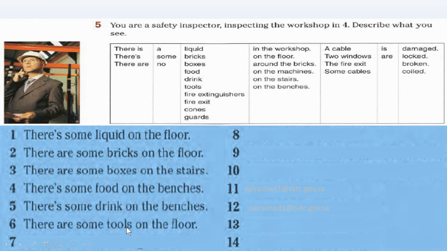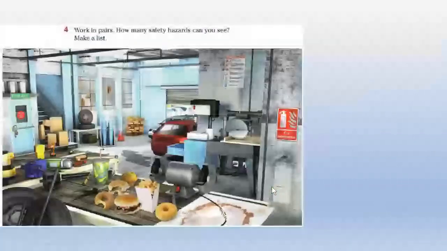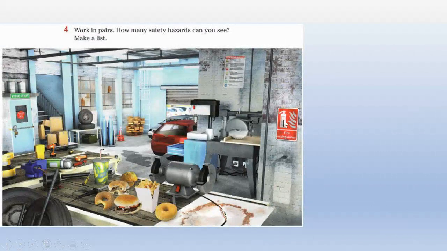Six. There are some tools. Why do I use some here and use are? Because tools are countable and plural. With plural countable nouns we use some and are. Seven. There are no fire extinguishers. As for the use of no: if there is nothing, the sentence is negative. There are no fire extinguishers, as you can see in the picture. Can you see the fire extinguisher is removed? So we say there is no fire extinguisher.